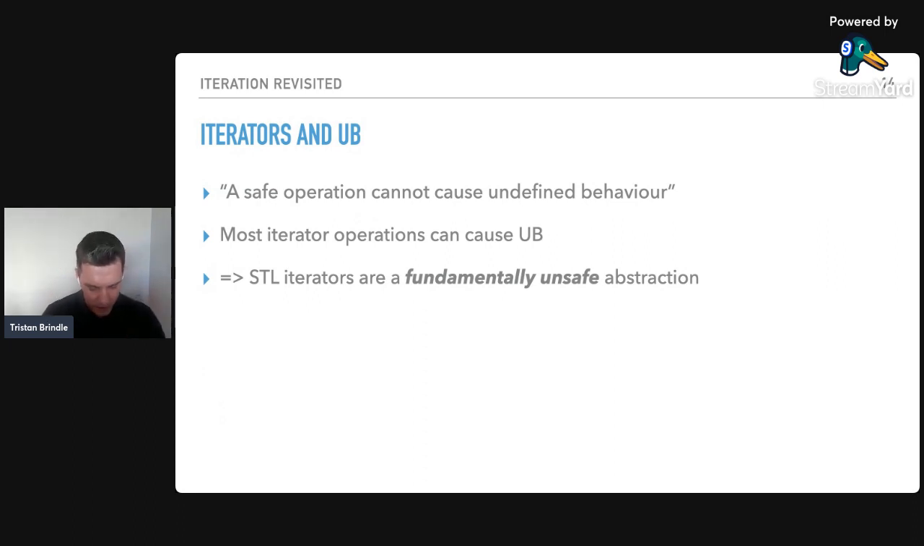So safety is important. Safety is a big deal. And if one of our most fundamental abstractions is not great from a safety point of view, let's put it kindly, what can we do about it? Can we come up with another, perhaps slightly different iteration model that addresses some of these problems?